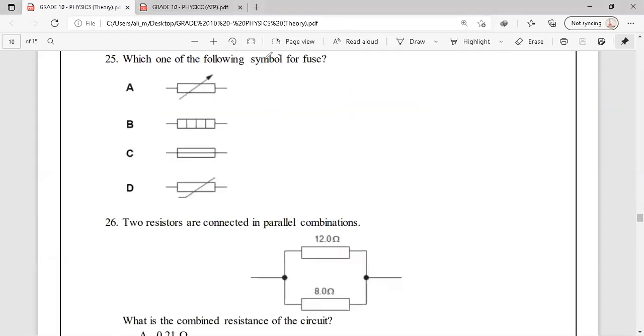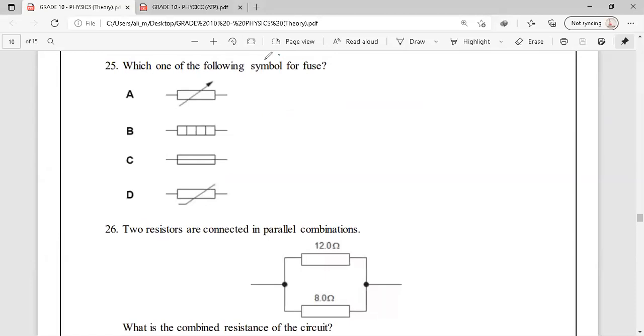Let's see question number 25. In this question, we have to identify the symbol of the fuse. So the correct answer is option C. This is the circuit symbol that is used to represent the fuse in circuit diagrams.